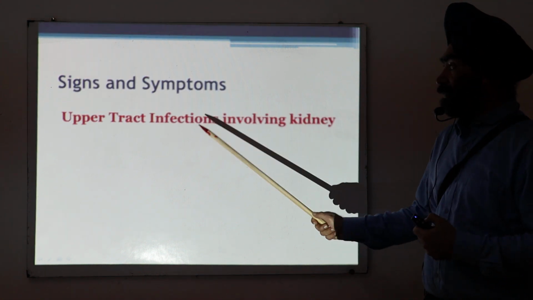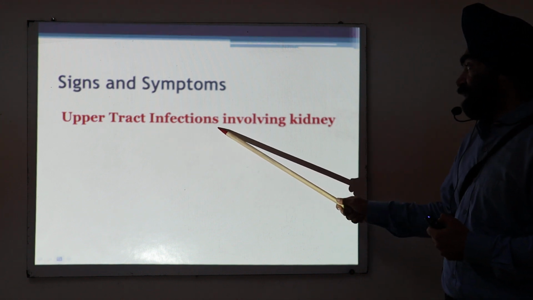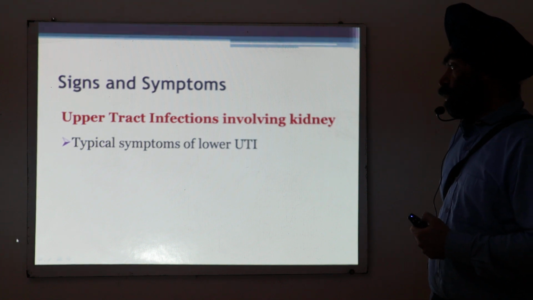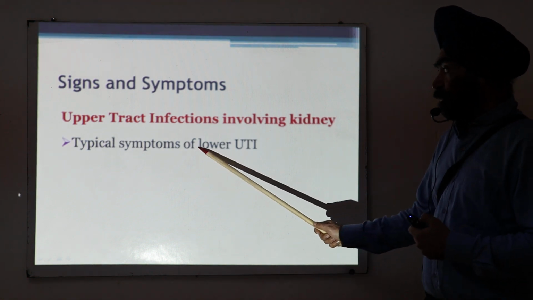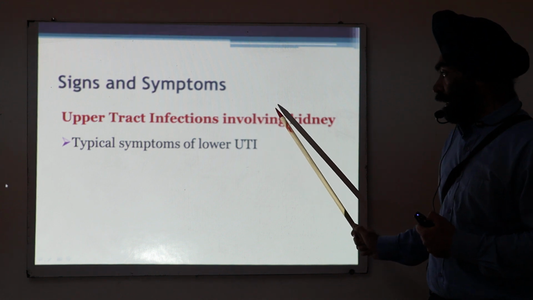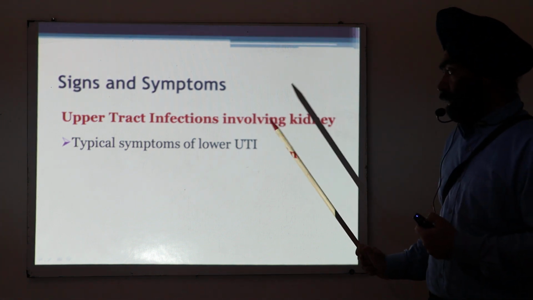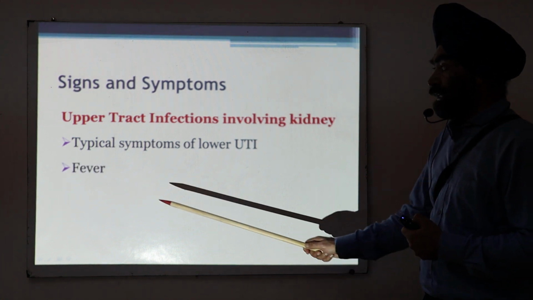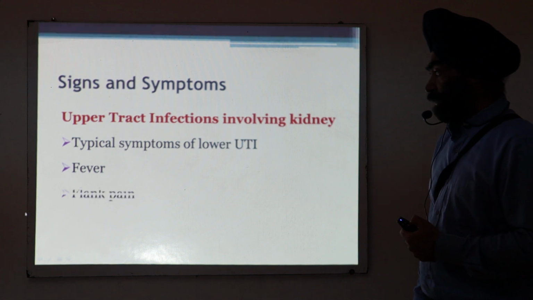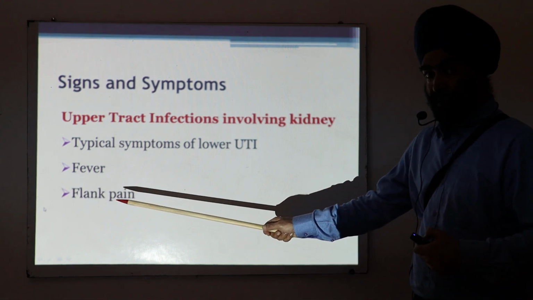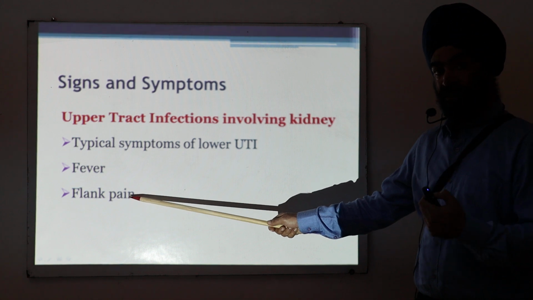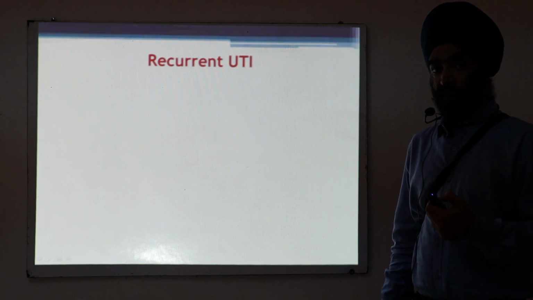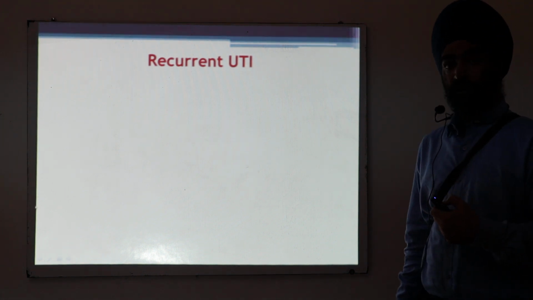Now signs and symptoms if there is an upper tract infection. Upper tract infection means when there is an involvement of the kidney. So we have the typical symptoms of lower UTI in the upper tract UTI also. Okay, so the pain, burning, dysuria, those kinds of things will be present. Additionally, there will be fever. There may be flank pain in that region, not during urination, but as such pain will also be there. So this fever indicates that there is an infection in the blood that is coming from the kidneys.